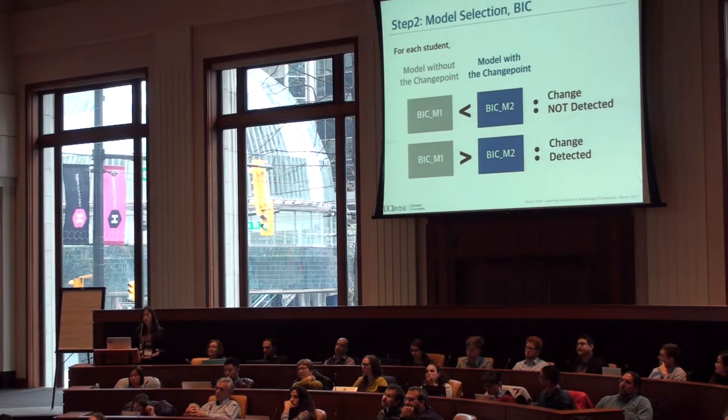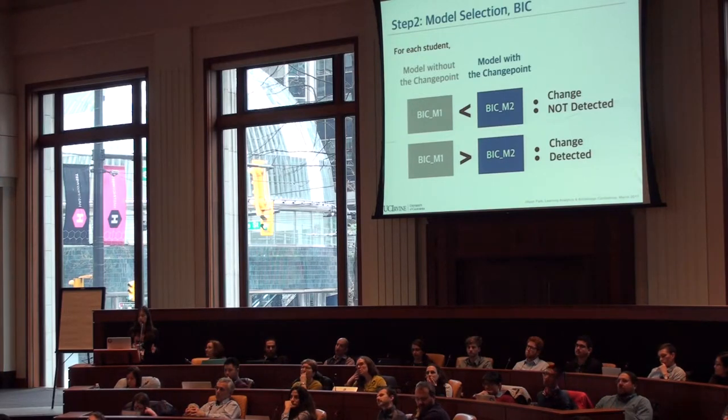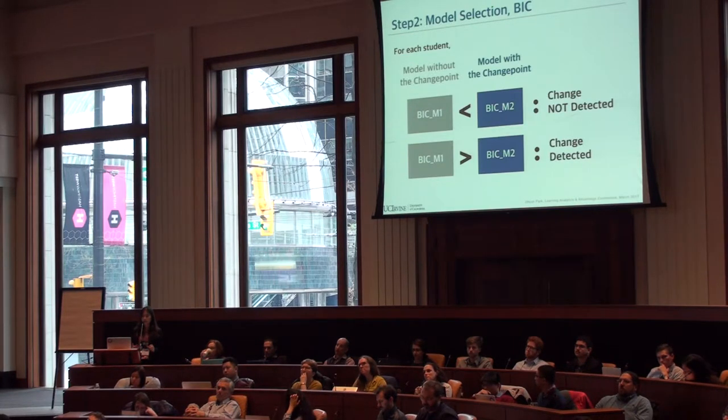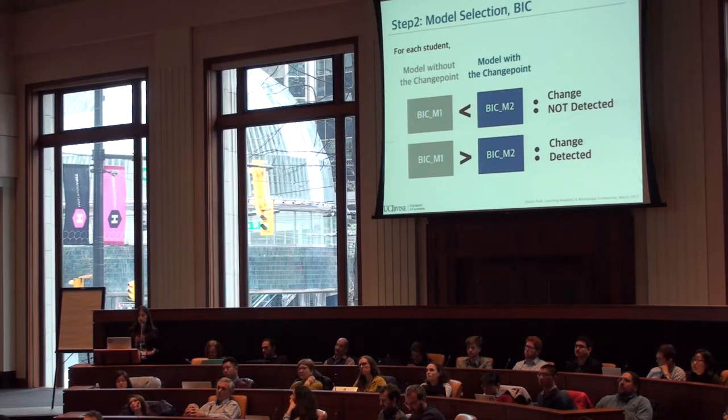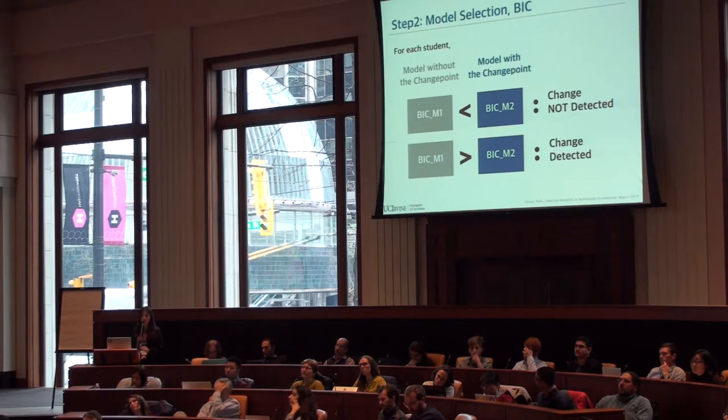Since we want a model with a smaller BIC score, for each student we compare the BIC score for each model, the model without the change point and the model with the change point, and take the one that gave the smaller BIC score. So for example, if the model without the change point has a smaller BIC score, then we say that the change was not detected, and if the BIC score for the model with the change point is smaller, then we select the model with the change point and say the change was detected.